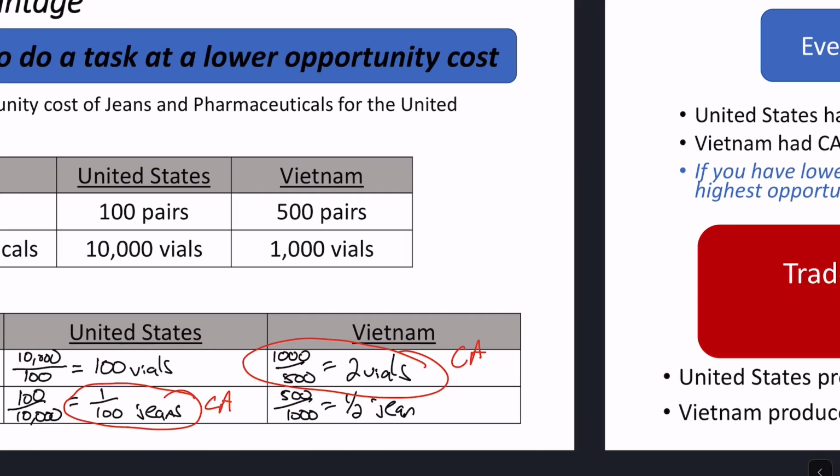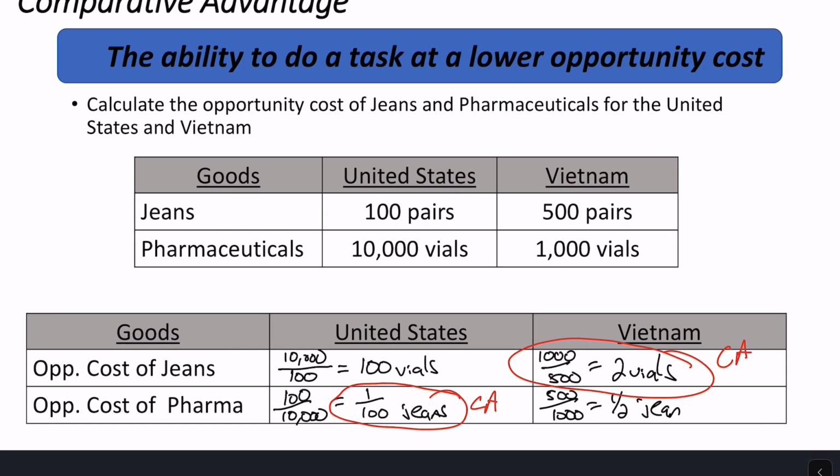So if we go back to our table here, the United States is going to produce pharmaceuticals and send those pharmaceuticals to Vietnam. Vietnam's going to produce genes and send those genes to the United States in trade. They're both going to be made better off for this specialization in comparative advantage and allowing for trades to make everyone better off with more stuff in the world.